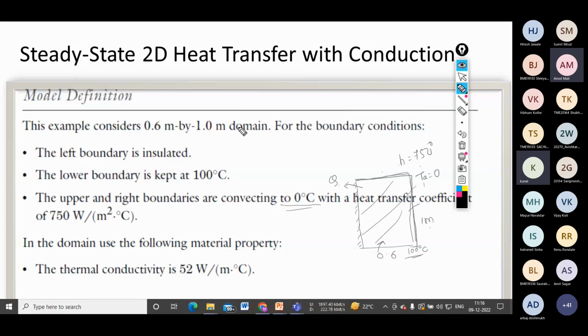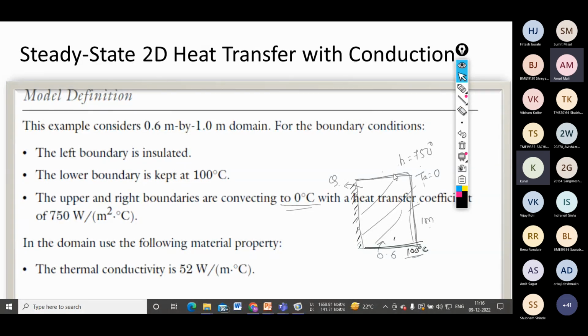Okay, so here you can see, this problem I have already explained. This example considers a simple wall, 0.6 mm is the width of this wall, and 1 meter is the height. The left hand boundary is insulated, and the remaining boundaries are kept open to atmosphere. At the bottom we are providing a temperature of 100 degree centigrade. So now we can see how heat is transferring from this 100 degree centigrade to the environment.